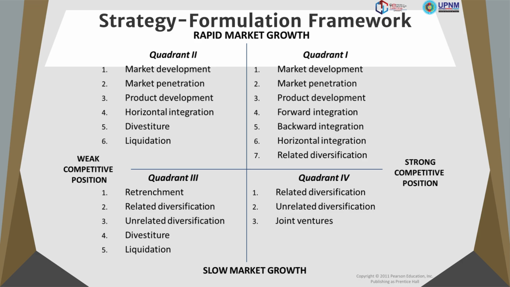As we said before, we can say Quadrant 1 has rapid market growth while having a strong competitive position. Quadrant 2 has rapid market growth but a weak competitive position. Quadrant 3 has slow market growth and a weak competitive position. And lastly, Quadrant 4 has slow market growth while having a strong competitive position.